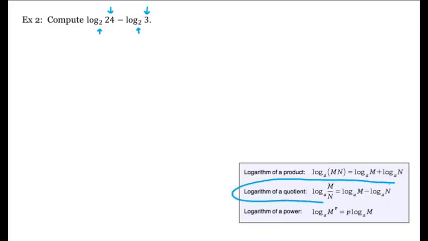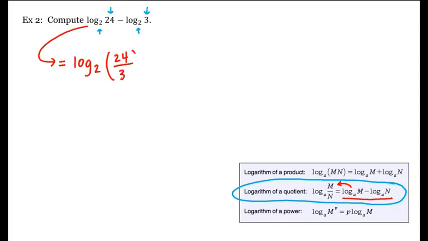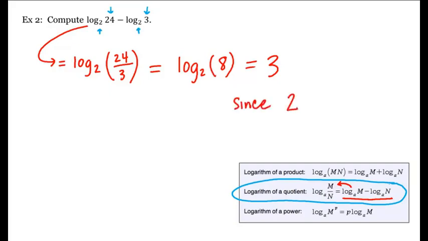If we look here at this middle property, we can use it in the reverse direction. In other words, we're starting with this, and then we're going to condense it using this property. That is, this is equal to log base 2 of 24 divided by 3, which is equal to log base 2 of 8, which is equal to 3. Since converting to exponential form, we know that 2 cubed is equal to 8. So this would be our answer.